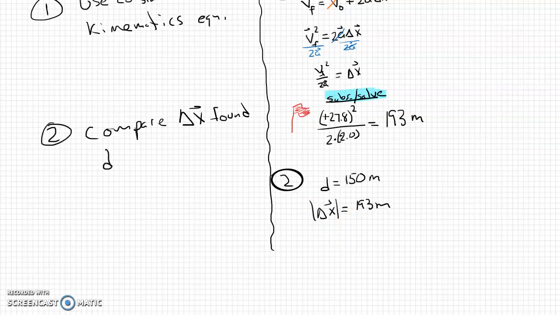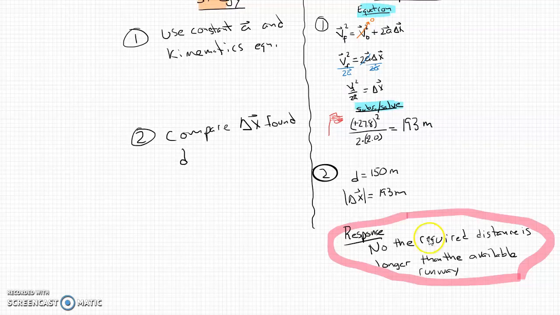So I have to think about, what does that actually mean? Well, if it requires 193 meters to get to the right speed to take off, 150 meters is actually too short. So to respond to the question, which was whether the runway is long enough, I would basically say no, the runway is not long enough because the delta x is greater, or you could say the required distance is longer than the runway. So to fully respond to our question, we would have to recognize that the distance that we have is not actually long enough for this plane to take off.